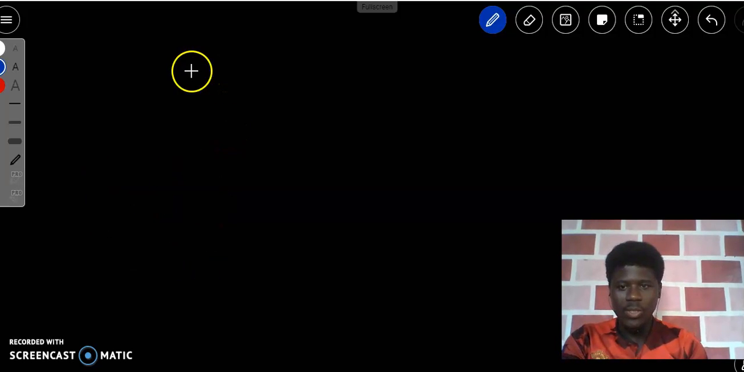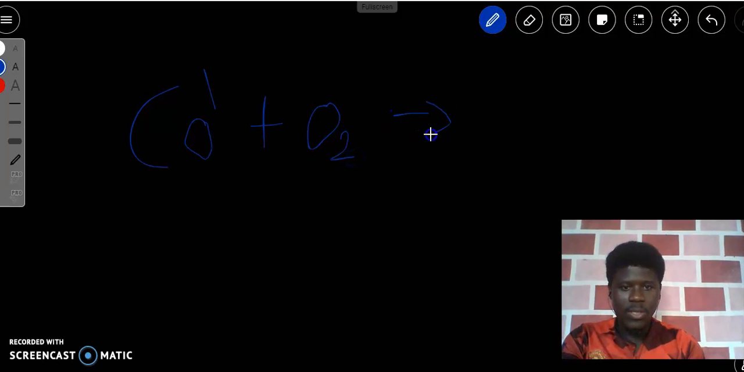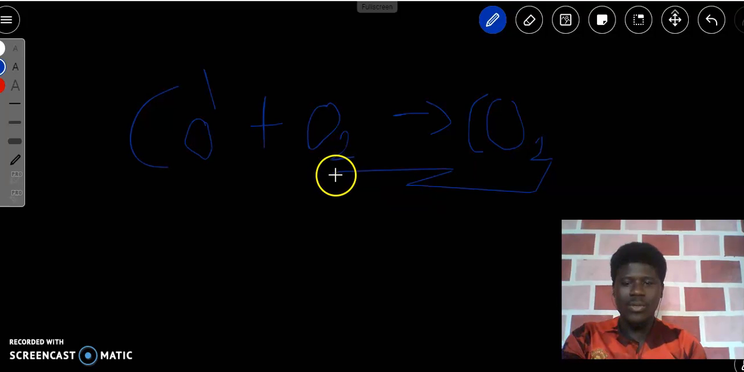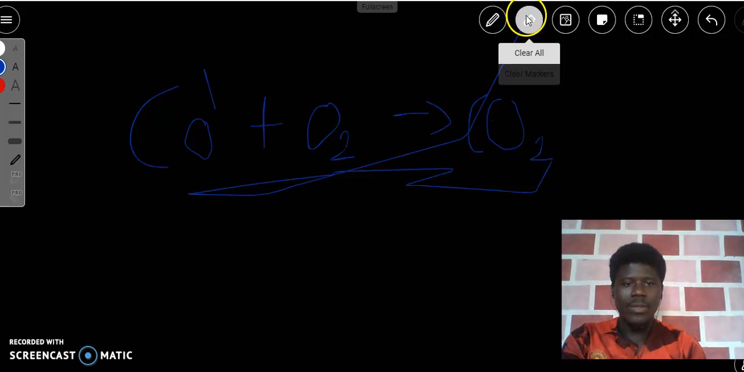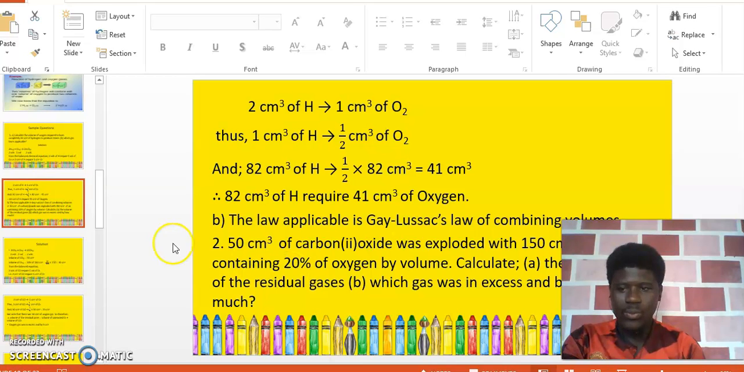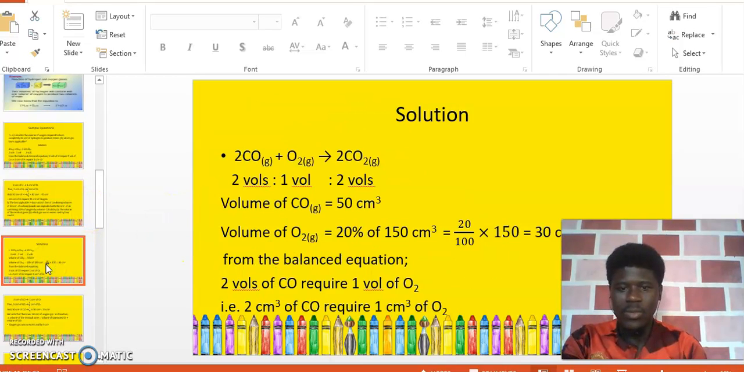So carbon(II) oxide, CO, is reacting with O2. We write the balanced chemical equation with O2, and the product is carbon(IV) oxide, CO2. To balance the chemical equation, you will see that you have 2CO plus O2 gives 2CO2. So this is the balanced chemical equation.